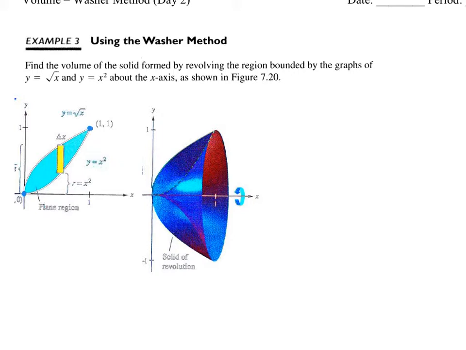Another thing we have to do is figure out which one is the outer shell and which is the inner. Okay? So in this case, the outer shell is going to be that radical x. The inner part here is our x squared. So when we set this up, our volume is pi times the integral from where to where? 0 to 1. From 0 to 1 of the radical x squared minus x squared squared.